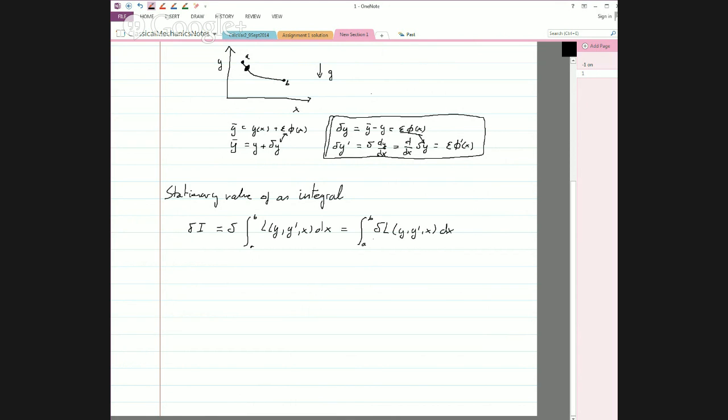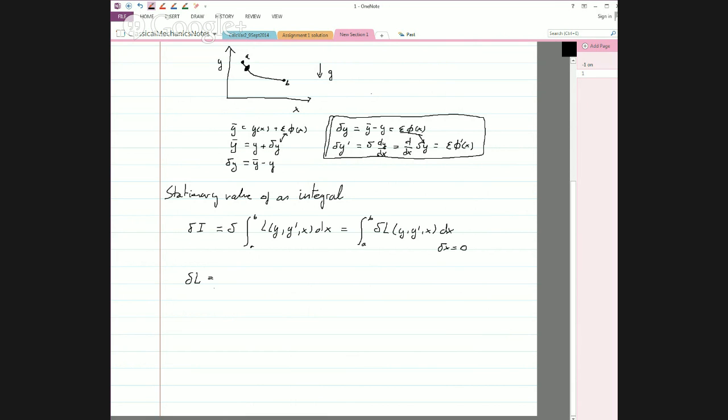So the question is, what does it mean to delta L? So it's the variation of L. How does L vary when you vary the y's and the y primes? Remember, x is the independent variable, and delta x is always 0, right? So what do we mean by delta L? Well, just like we do here, delta y is y bar minus y. So delta L is going to be L bar minus L.